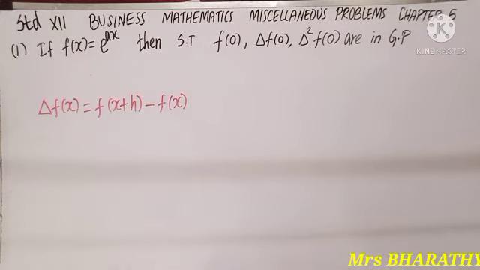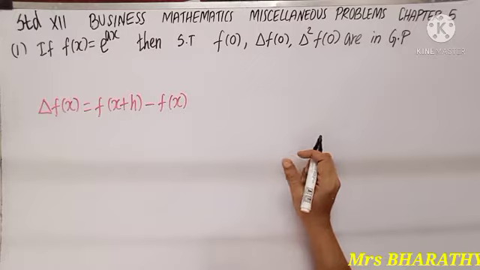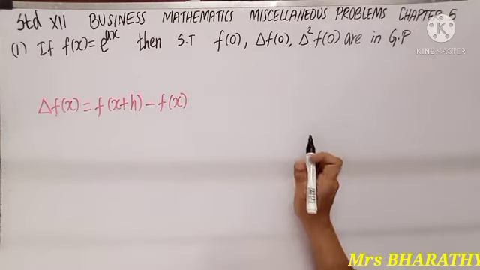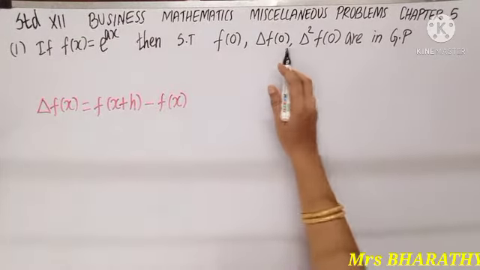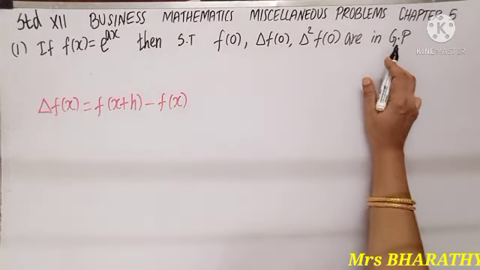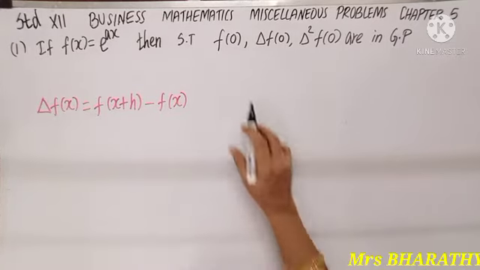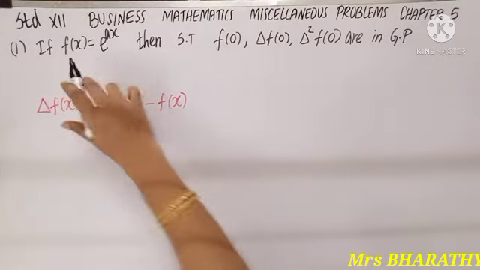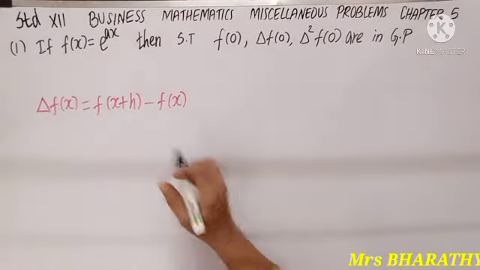Good morning, children. Let us proceed on to miscellaneous problems of chapter 5. If f of x equals e power ax, then show that f of 0, del f of 0, del square f of 0 are in GP. GP tells me geometric progression. First of all, let us find out what is f of x, del f of x and del square f of x, and then we shall proceed.